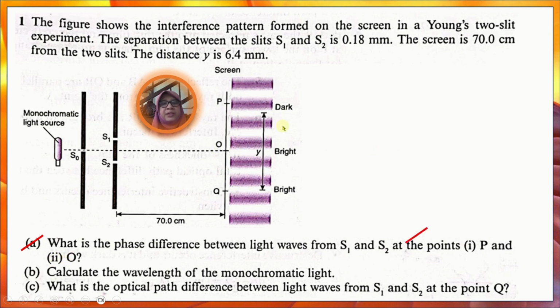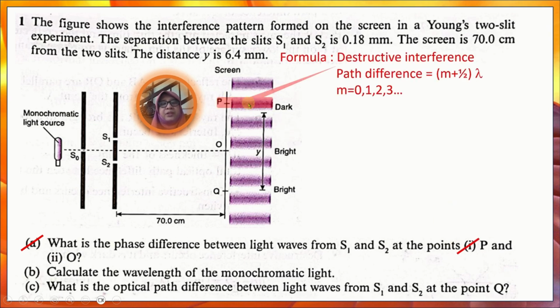Okay, so given here at point P, the pattern formed is a dark fringe. That means destructive interference occurred here. The formula for path difference is (m plus half) lambda for the dark fringe. So we are going to find what m is at point P. We start from the middle here. The central bright maximum will be at O. So this is the first dark fringe.